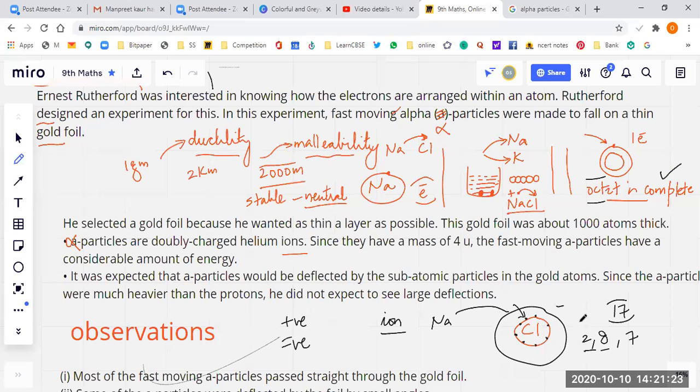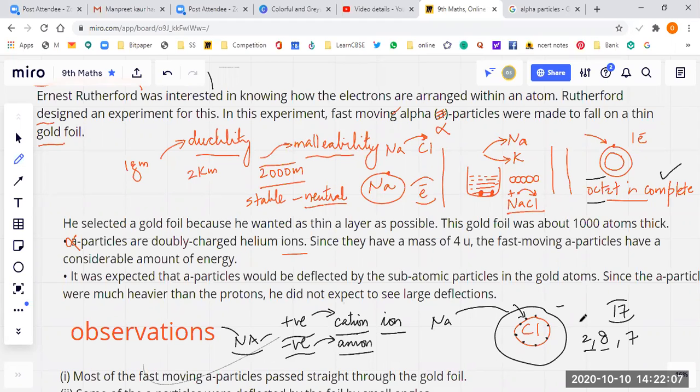Can anyone tell me what is cation and what is anion? One of them is cation, one of them is anion. The positive ion is cation and the negative one is anion. Na is cation here and Cl is anion. You always remember: A for anion, N for negative. Any ion which is negatively charged is an anion. Fine. So these are the ions.